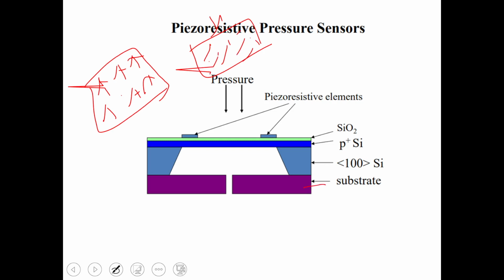This is the substrate, a silicon substrate, the 100 type of silicon substrate we use. P plus Si means highly doped P type silicon, made with P type dopants like aluminum, boron, germanium. Above that we have used one insulating layer, SiO2, and these are the piezoelectric elements like gold or silver. When we apply pressure, a difference of electric field will be generated here. So we measure the pressures in the presence of that electric field.